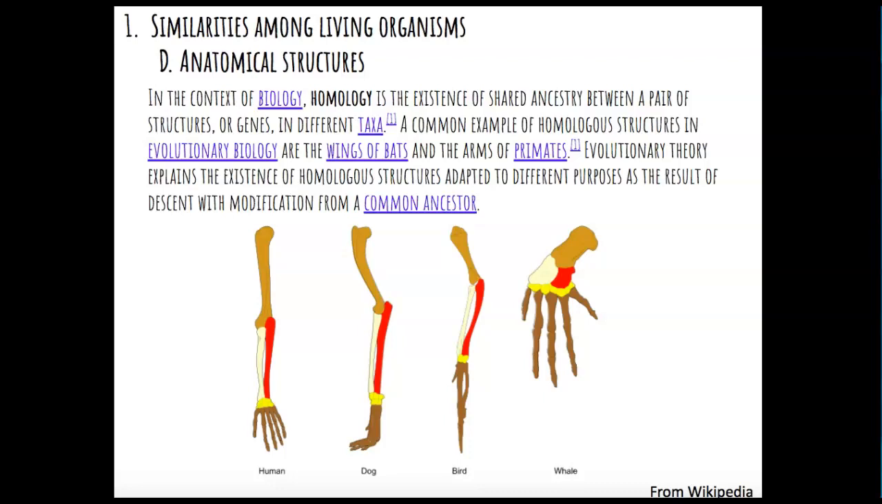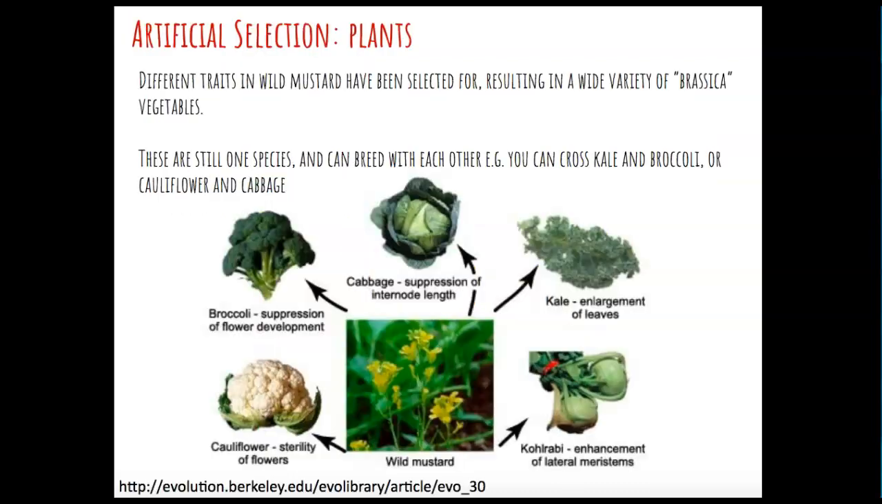But all tetrapod organisms have the same bones in their forelimbs. They're just different proportions depending on the needs of that particular species. So in addition to natural selection, we have what's called artificial selection.